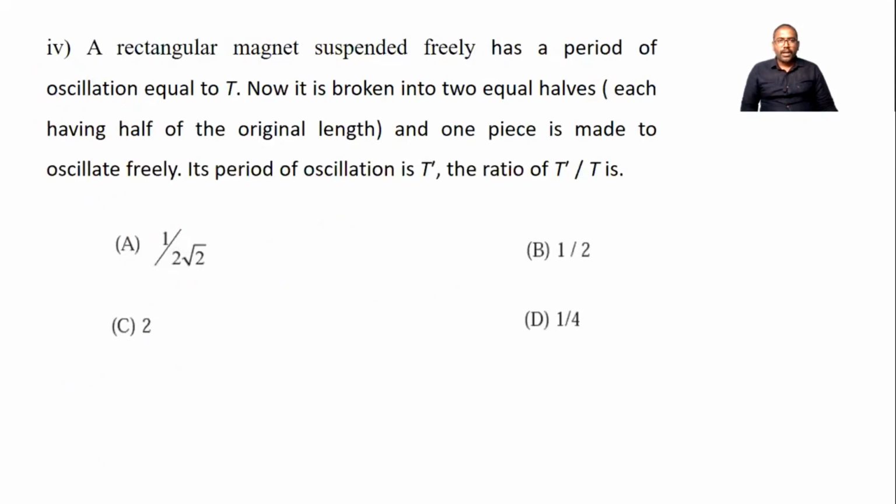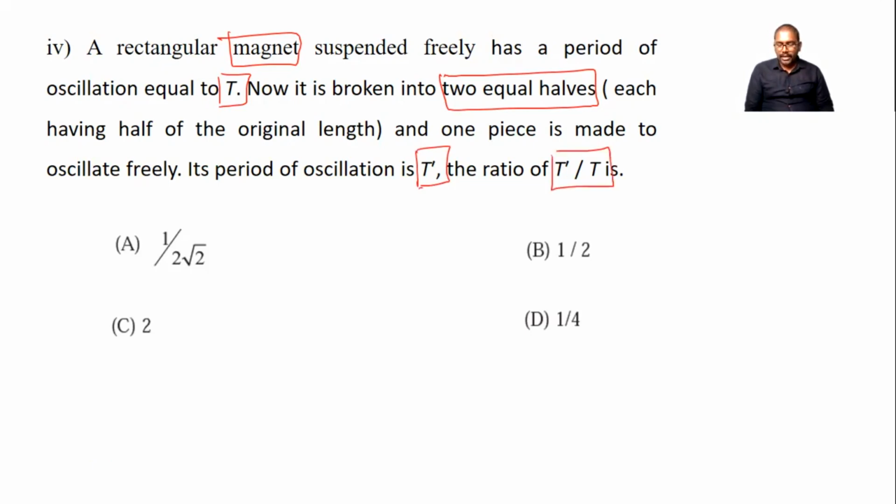Next one. A rectangular magnet suspended freely has a period of oscillation T. Now it is broken into two equal halves, each having half the original length. One piece is made to oscillate freely, and its period of oscillation is T dash. Then we have to write the ratio of these.